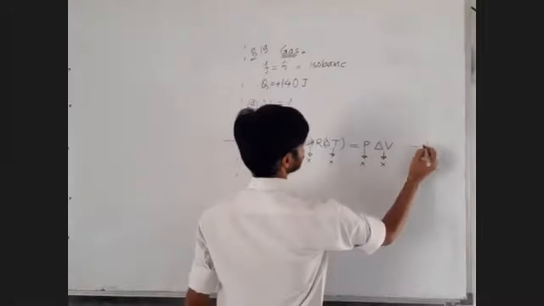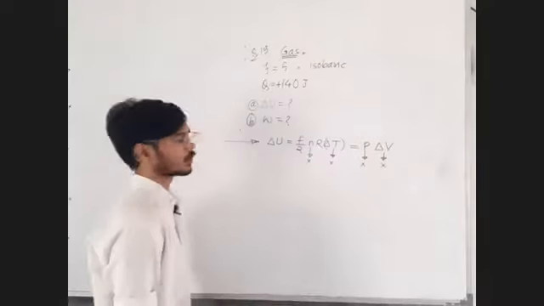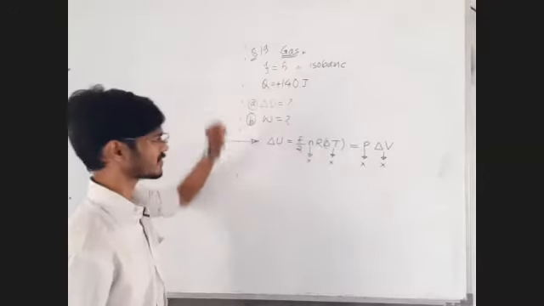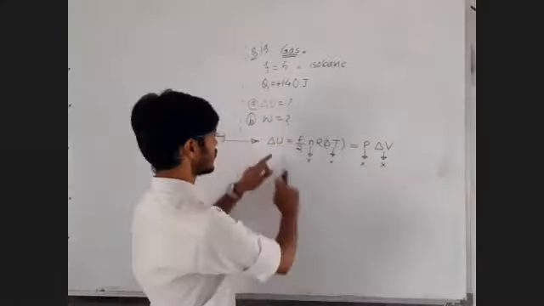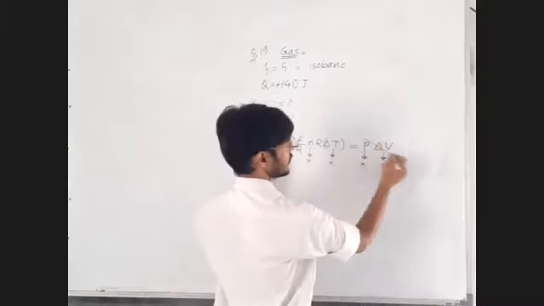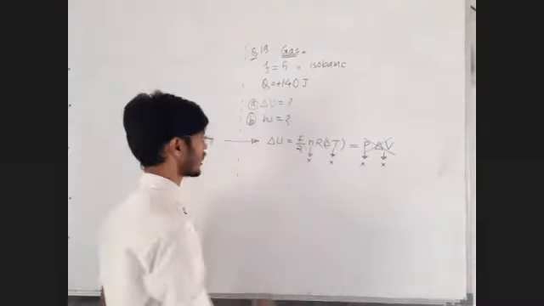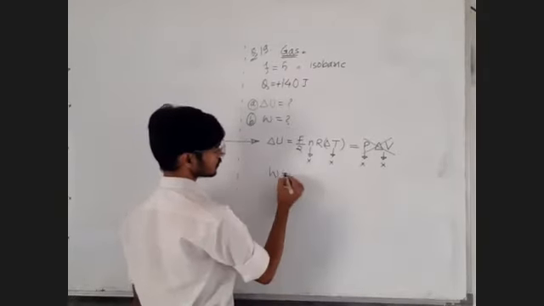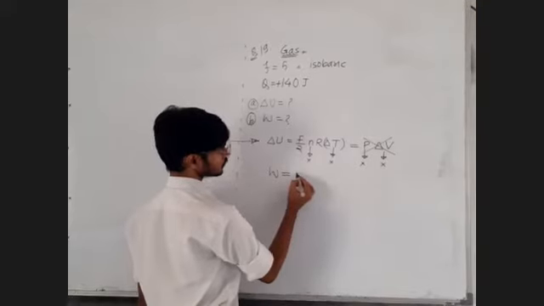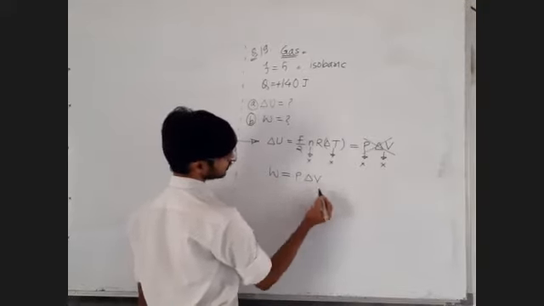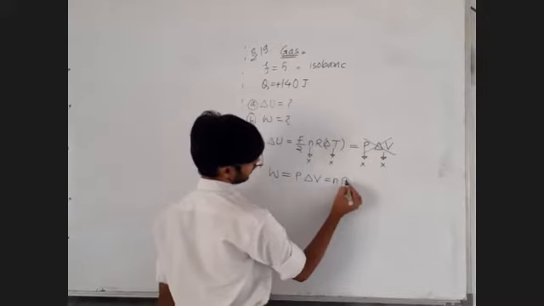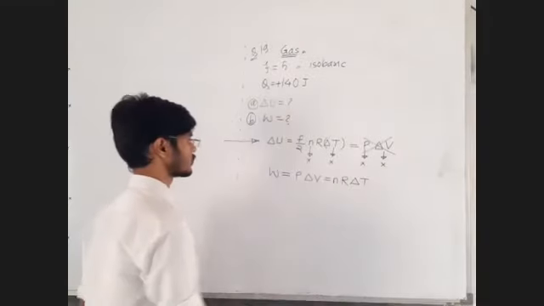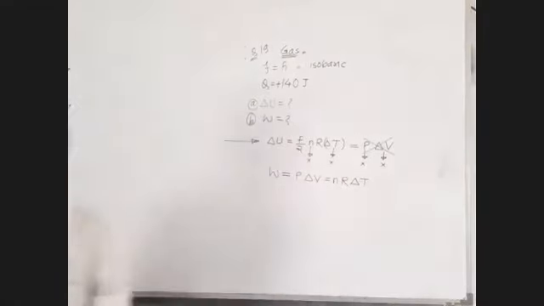Fine. Let us give one more try. Let us try to find out W. Isobaric process. I think I made a mistake. How can I write delta U as P delta V? It's not the formula of delta U. I should have written W is equal to P delta V or nR delta T. These are the formulae for work done in the isobaric process. I should not have written this.